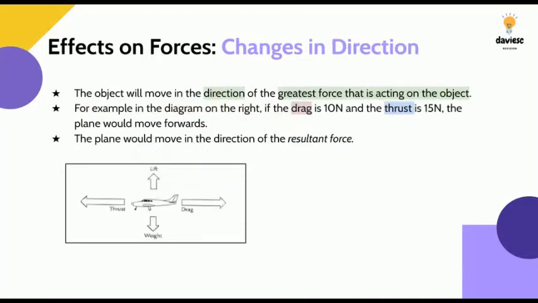Finally, the change in direction. Objects will move in the direction where the greatest force is acting. So let's have a look at the diagram. Let's say that drag is 10 newtons, but the thrust is 15 newtons. Because 15 newtons is the greatest force, it's going to move forwards. And this force is called the resultant force.